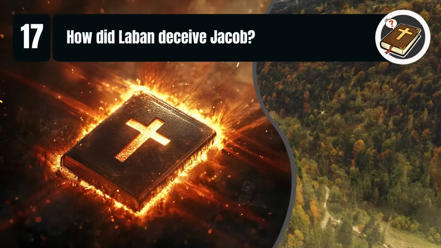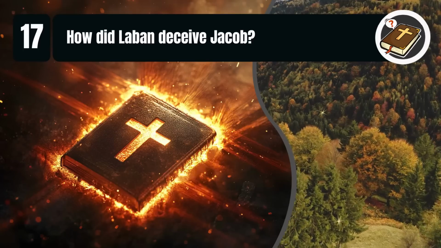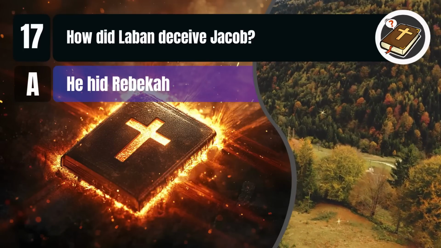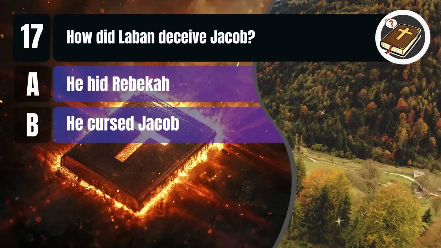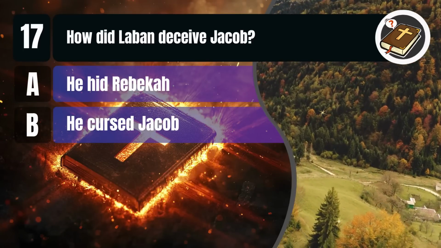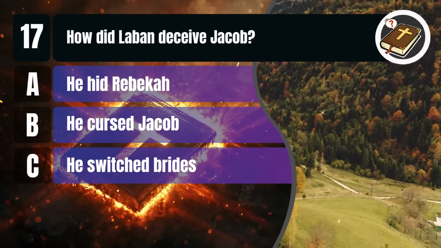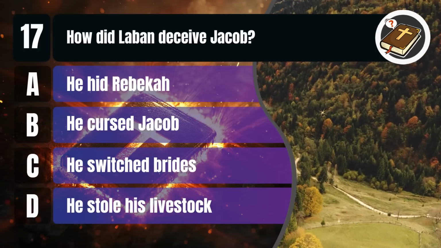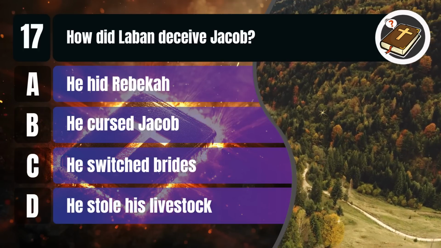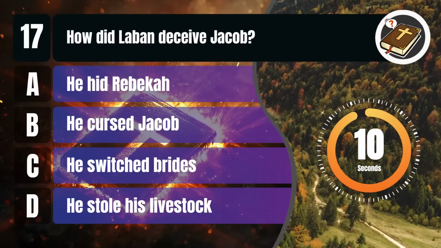Question 17. How did Laban deceive Jacob? A. He hid Rebekah. B. He cursed Jacob. C. He switched brides. D. He stole his livestock. You get 10 seconds.